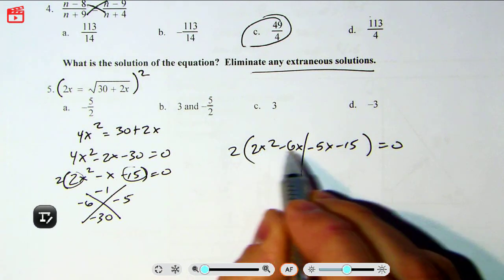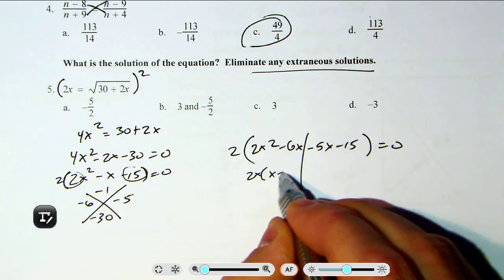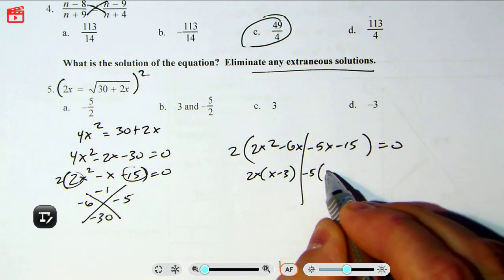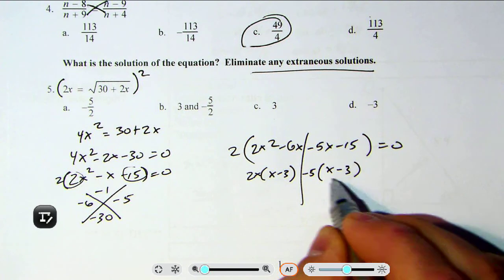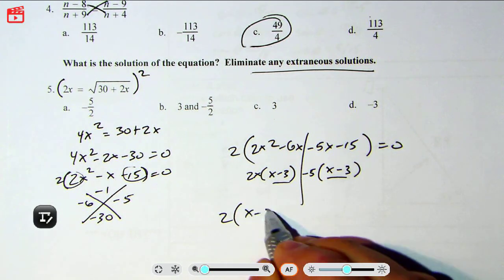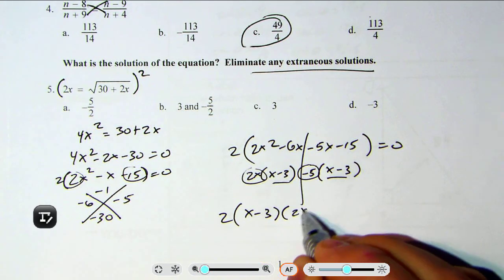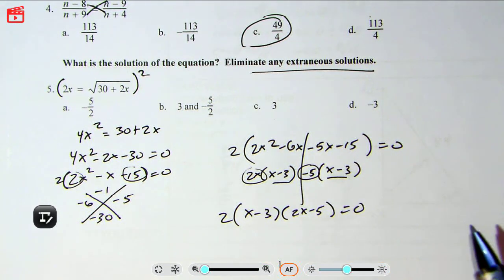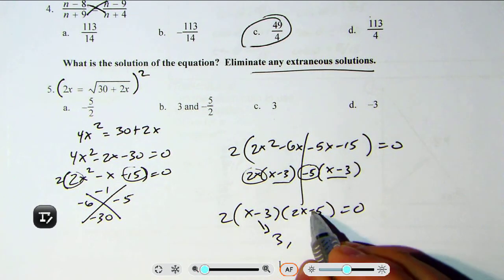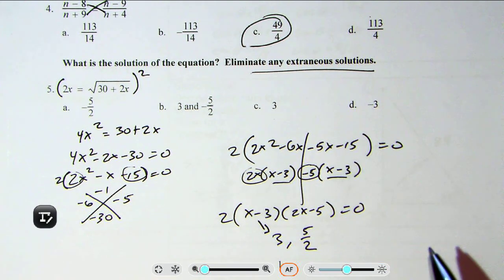A 2x is our GCF there. And what's left over is an x minus 3. What's our GCF? Let's pull out the -5. And what's left over is another x minus 3. Aha, those are the same, which is what I want. Got a 2 out front, x minus 3. What's left over? 2x minus 5. Use the zero product property with each of those, and we find out that x can be 3 or positive 5/2. Now, which one is the solution?